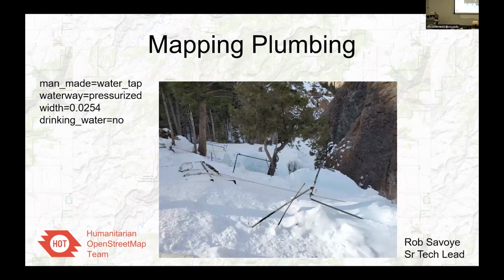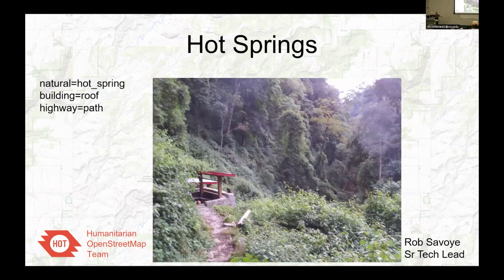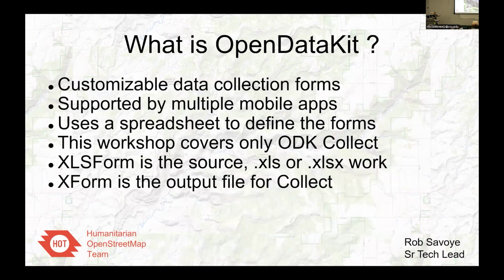Plumbing was a really good project. This is the Ouray Ice Park, and I mapped all the plumbing. The fun of this project was that two weeks after I took this picture, a landslide wiped out half the plumbing. And when the insurance company found out I had maps, they were incredibly happy. And hot springs, I mapped hot springs in Bhutan. That was a really fun trip too.